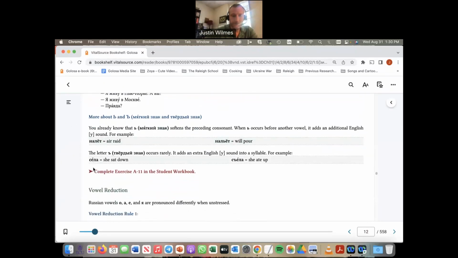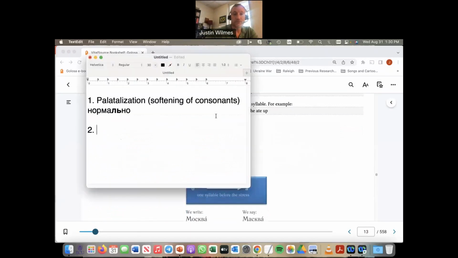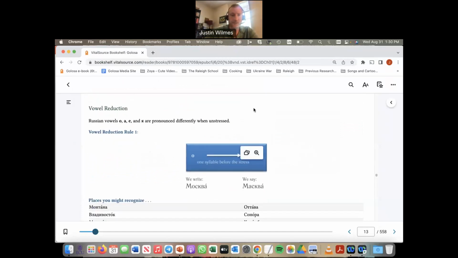All right. Now that is an important pronunciation rule. In my opinion, just as important, or even maybe a little bit more important at this point for us, is the other one, and that's called vowel reduction. That is on page 13 in the textbook. Okay. So on page 13 in the textbook, we get into vowel reduction.